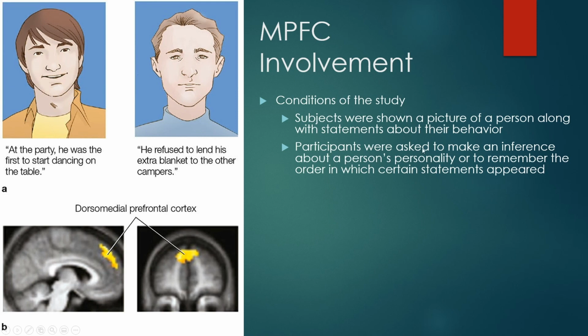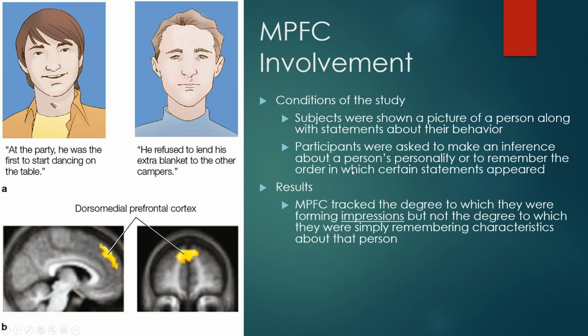The other condition was that they either said, I want you to form an impression, so read this and actually try to apply it to this person, or just read this and try to remember what order it was in. That allowed them to do these contrasts to see what was different when they were actually forming impressions versus when they were just doing this memorization technique. And what they found was that the medial prefrontal cortex was really heavily involved in this impression formation activity.